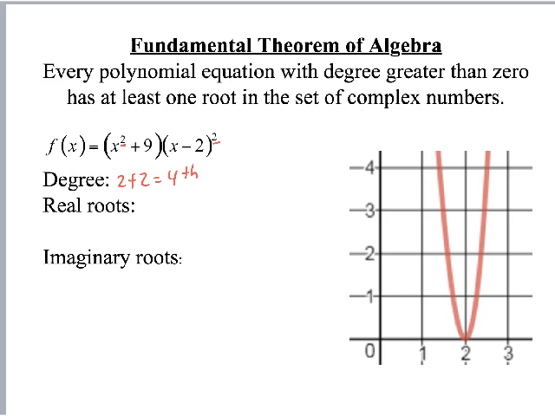Now, there could be more roots in here you don't see. There's only one real root. There are more than that, and that's what we're going to talk about. There's imaginaries hiding that you don't see. So let's take a look. How do you find real and imaginary roots?